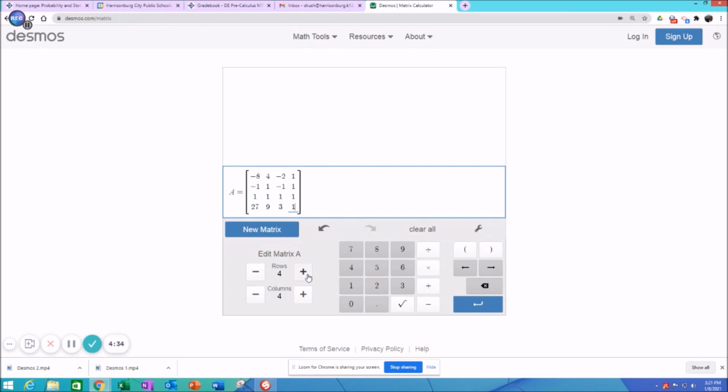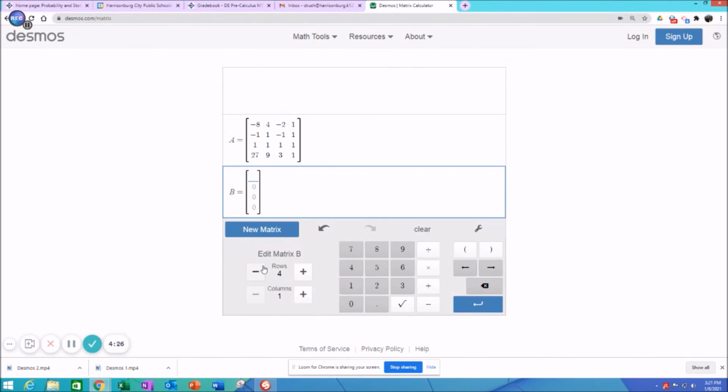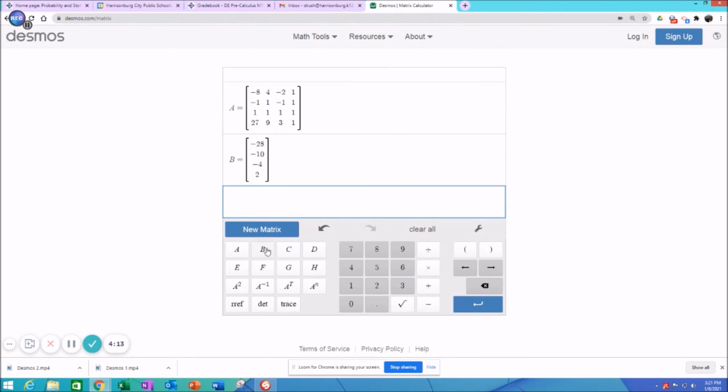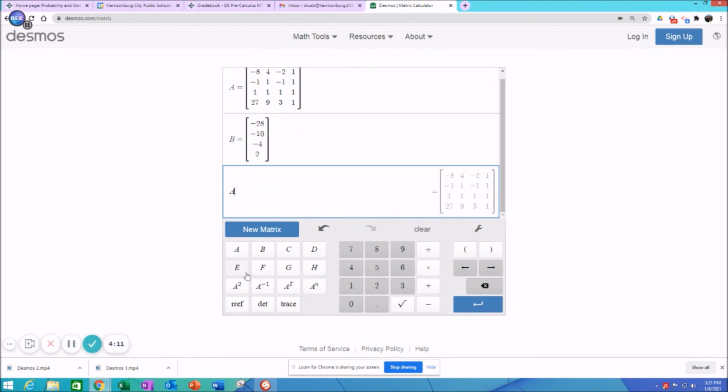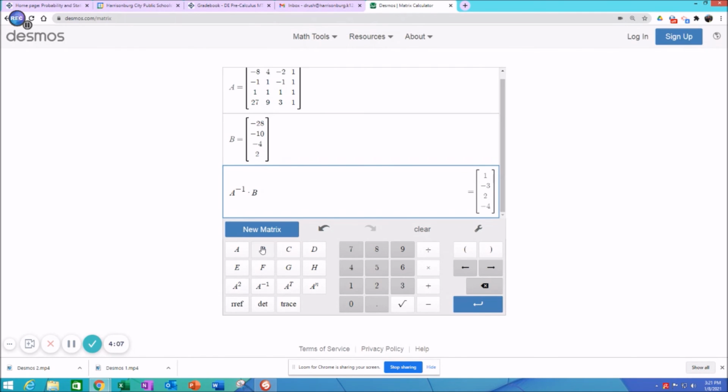Our matrix B is what it's equal to. So negative 28, negative 10, negative 4, and 2. So to solve it, all we got to do is A inverse times B. Okay, so my X matrix comes up to be 1, negative 3, 2, and negative 4. Okay, so we're going to use that to make our equation then.